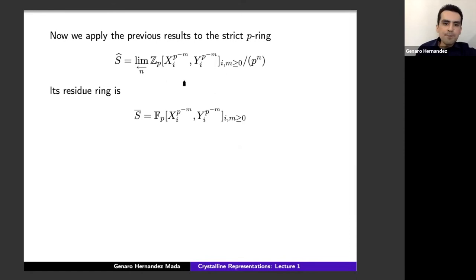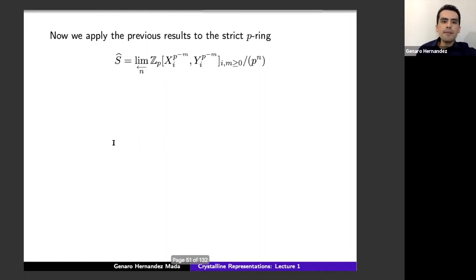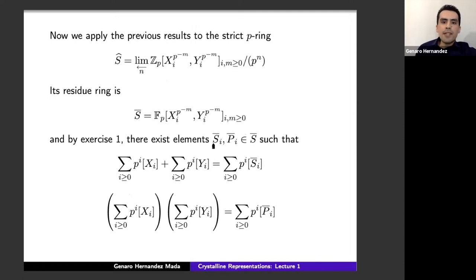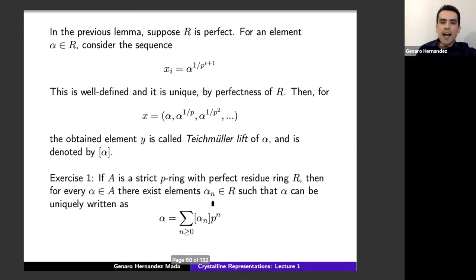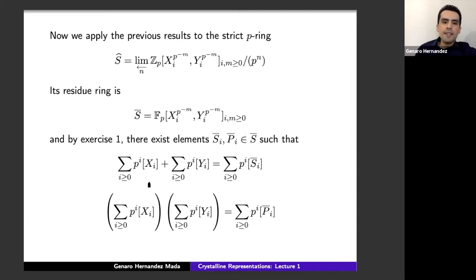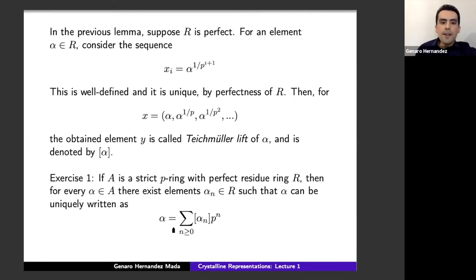And by exercise one, this one, there exist elements that I denote like this in the residue ring. So these are these alpha n, right? Such that if I take a sum of this type, so I take the Teich-Muller lift of xi, of the variable xi, multiply by p to the i, and I do the same for yi, I take the sum. So this is an element in A, right?